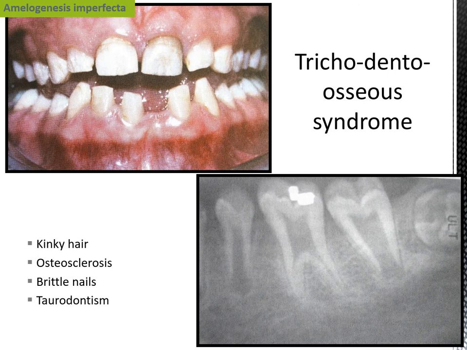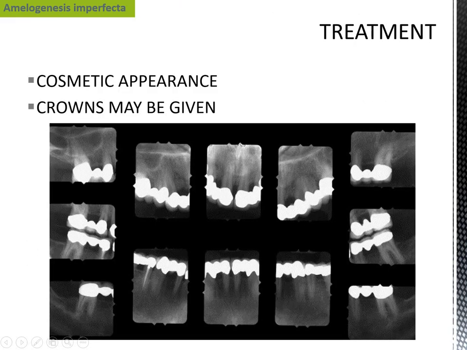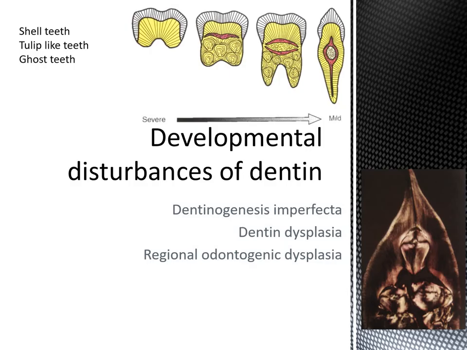There's a syndrome called as trichodento-osseous syndrome, where you have curly, kinky hair, osteosclerosis, brittle nails associated with taurodontism, which is seen associated with amelogenesis imperfecta. Usually there's no treatment for amelogenesis imperfecta, but you have to take care about the sensitivity. You can actually prepare crowns for all the teeth, hence may have normal life in chewing and speaking process. So in the next part, we will talk about developmental disturbances of the dentine.